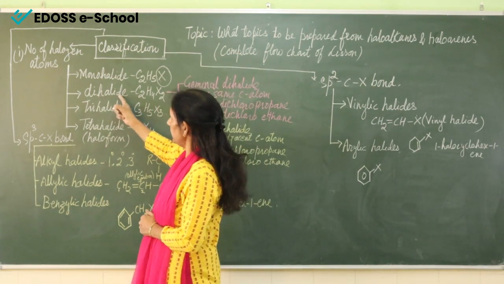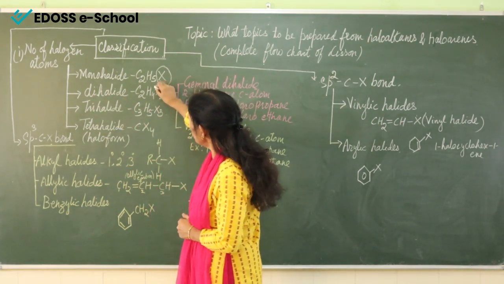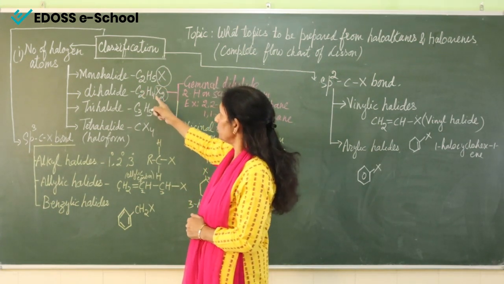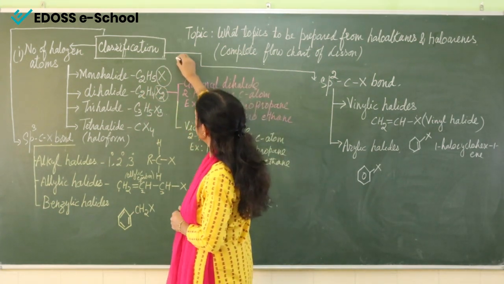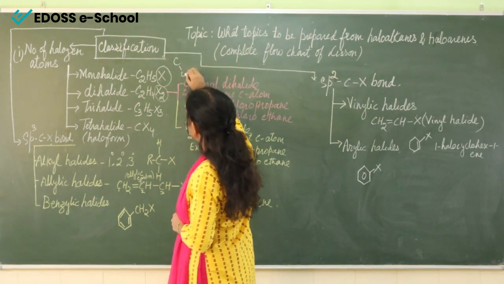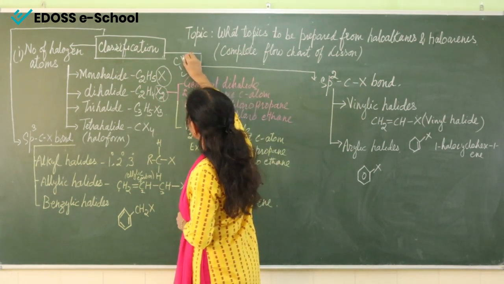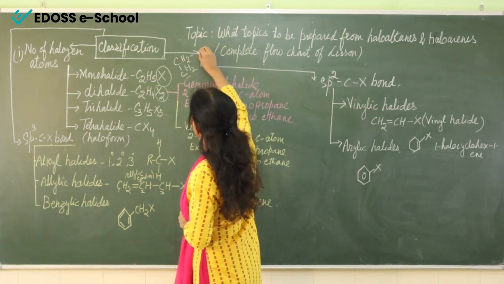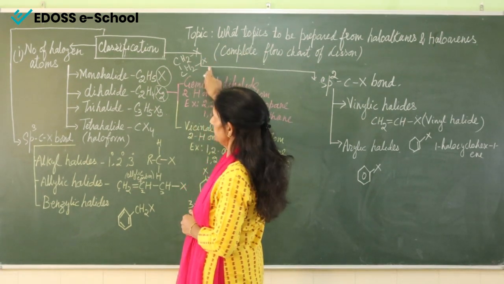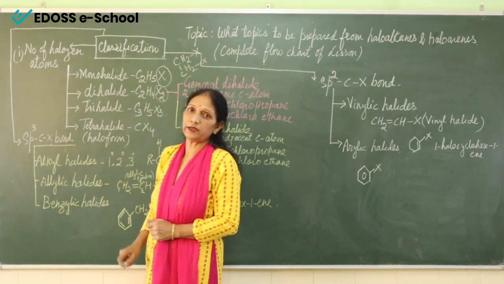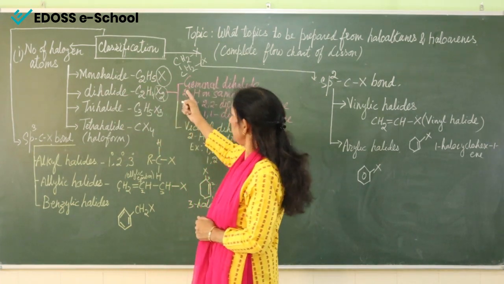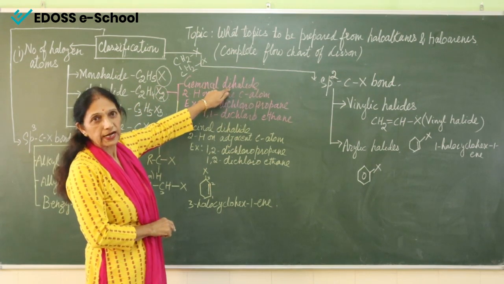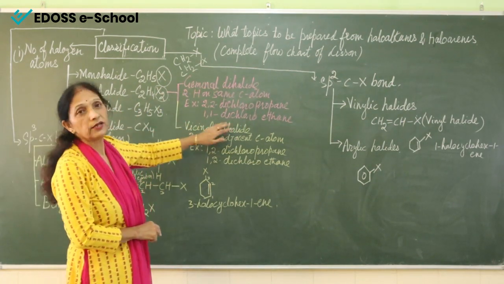Now coming to dihalide. Dihalide means 2 halogens are attached. So here you can see 2 halogens are attached, and how are they attached? This is 1 carbon, this is 2 carbon, and this is 2H, and one X is combined here and another X is here. So this is dihalide. Now dihalides are again of 2 types. They can be geminal dihalides or they can be vicinal dihalides.